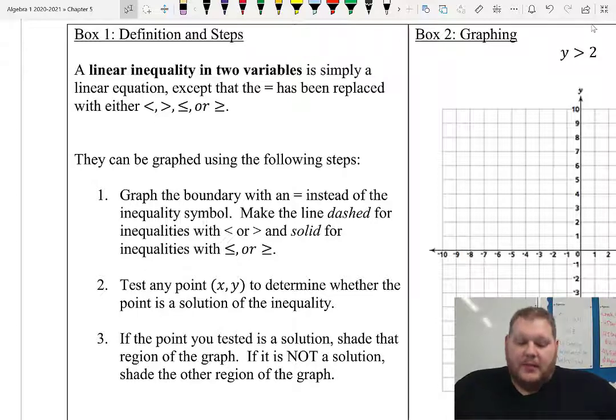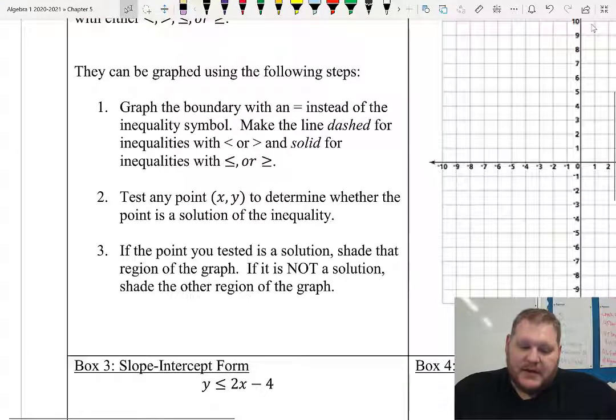How we graph them will be very similar to graphing a line, but then just like in chapter 2, we're going to have to make sure we understand what our boundary should look like, and then also which side or where my graph should be shaded. Because in these inequalities, there's going to be an area of my graph that gives me solutions to my inequality, and areas that are not shaded, which means non-solutions.